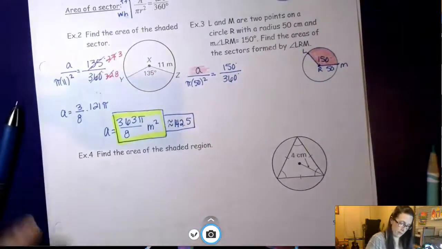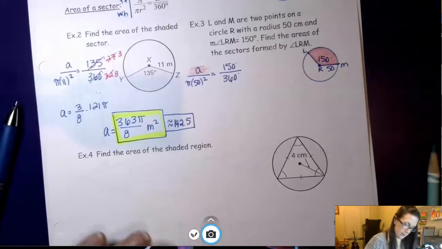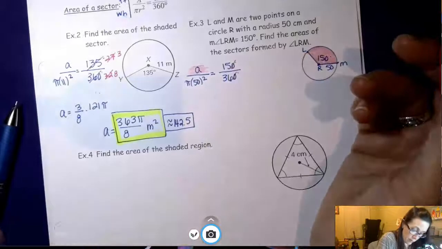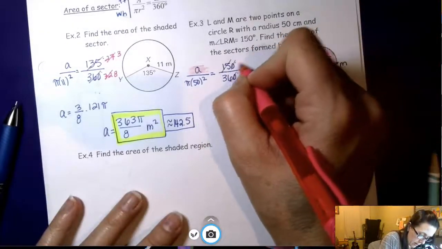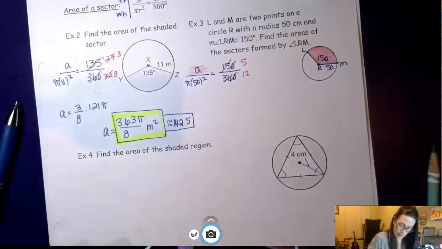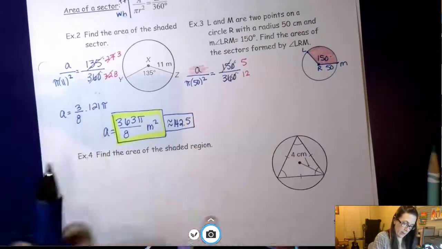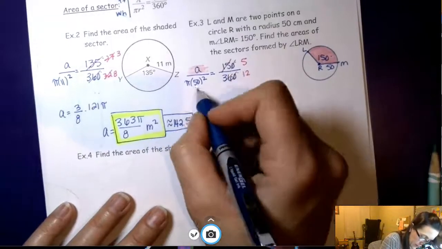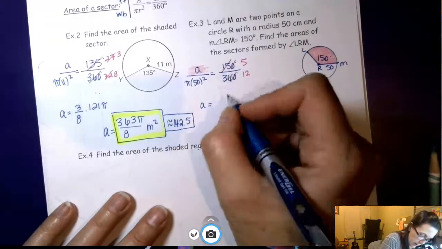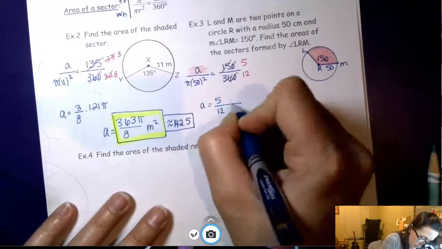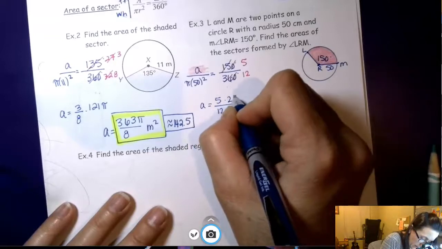Again, you want to simplify everything you can. I'm going to divide by 10. These are both divisible by 3, giving me 5 over 12. So I'm going to multiply by the area. I end up with the area equals 5 over 12 times 2,500 pi.